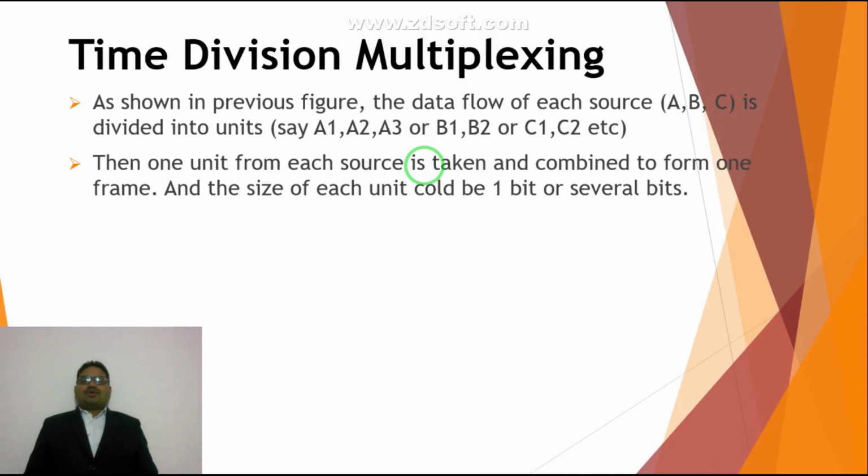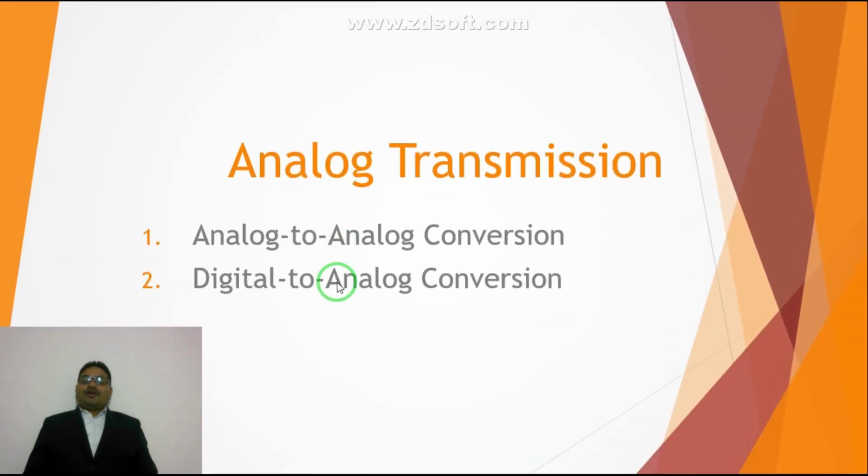Okay guys, so our multiplexing is over. Now, the next topic that we are going to start is analog transmission. Analog transmission, guys, has 2 types: analog to analog conversion and digital to analog conversion.